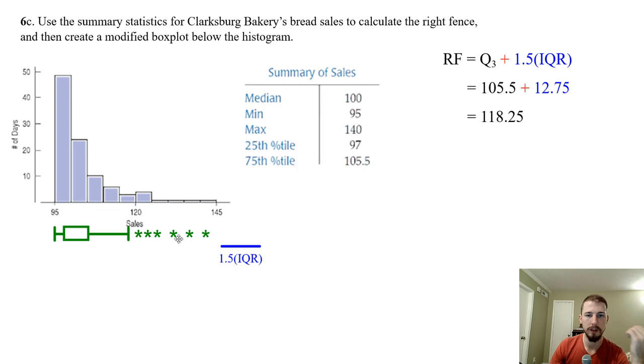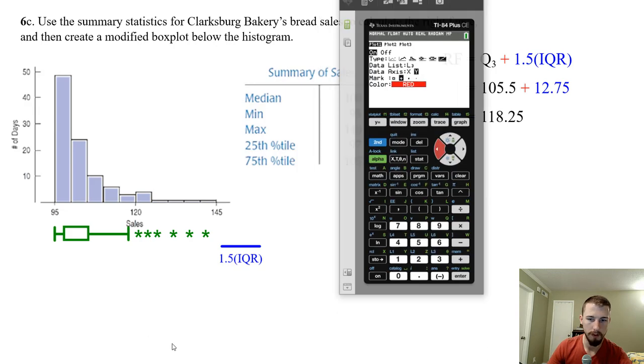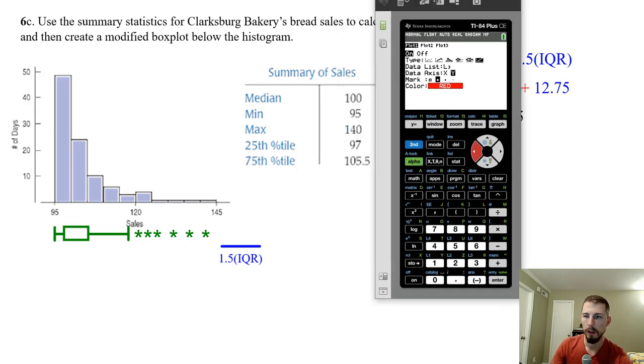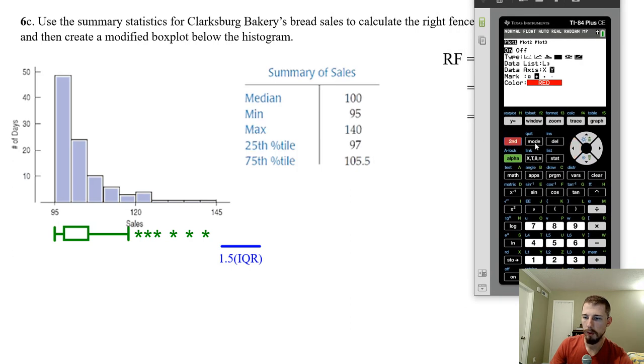Use summary statistics for Clarksburg Bakery bread sales to calculate the right fence, then create a modified box plot in the histogram or below the histogram. So we're going to take our interquartile range, which is the 75th minus the 25th. I'll just put it in the calculator real quick. I'm going to do second mode to quit out of that one.